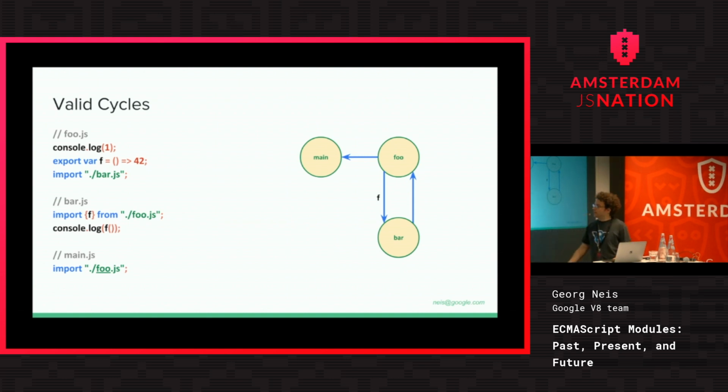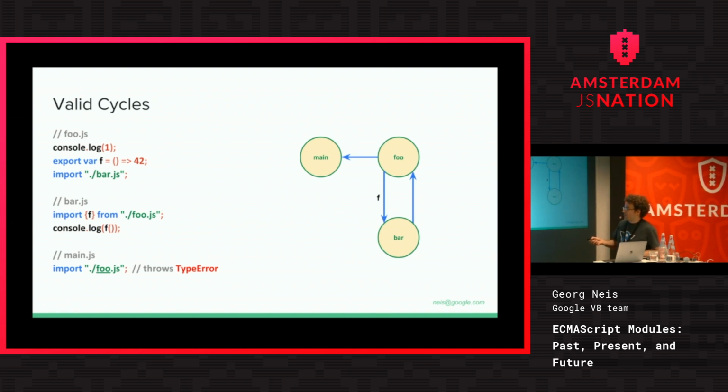Now we will print the result of f. But at that time, f has not yet been initialized. So we will actually get a type error now, because f will have the value undefined at this point. It's a var declaration, and uninitialized var declarations always have the value undefined. Imports are hoisted to the top. So we'll get a type error here.